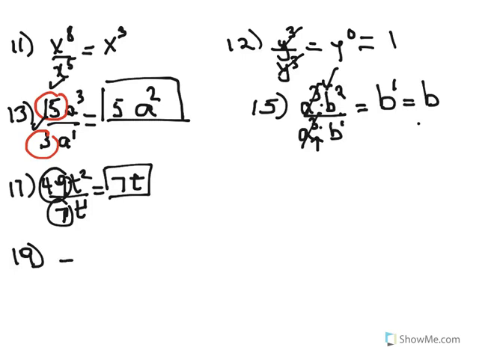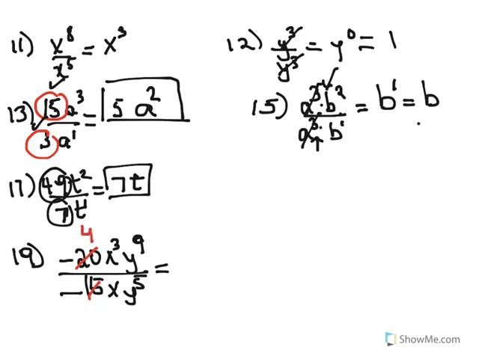I have negative 20x to the third, y to the ninth, and I'm going to divide this by negative 15x y to the fifth, and let's see what happens. So I have 20 and 15. I can simplify 20 and 15 with a common divisor of 5. 20 divided by 5 is 4, and 15 divided by 5 is 3.